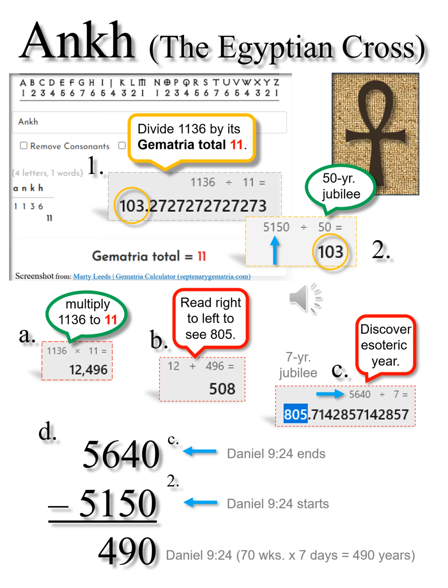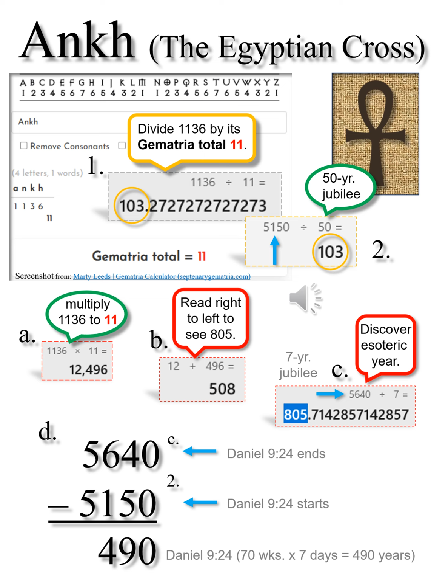So in B, we just took the 12 and 496 from the 12,496. We reduced them with addition, and we came to 508. Depending on what side of Jerusalem you are, you either read a page or book from right to left or left to right. So in this example, knowing 805 from right to left is the 805th jubilee, that's what I continue to do in the process of C. I discover an esoteric year of 5640 by using a 7-year jubilee cycle into the year 5640, which gives me the 805th jubilee idea that we get from B. Even though it says 508, we're reading from right to left, which could be an 805 clue.